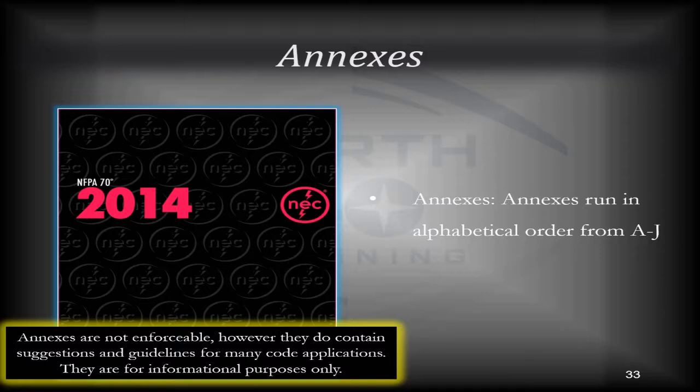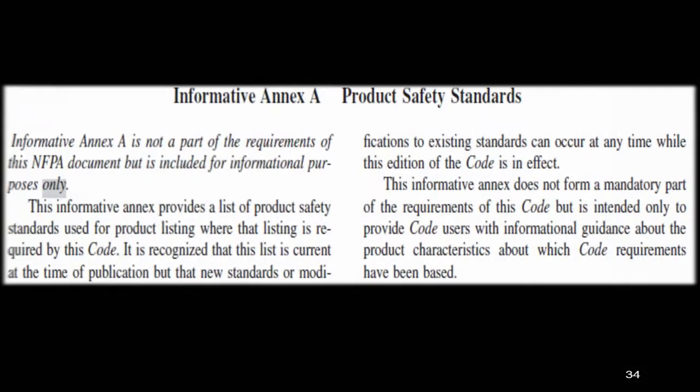The annexes are in alphabetical order from Annex A through Annex J. And we'll look at those here in a minute. Annex A, Product Safety Standards. If you see the very first section here in Annex A, it says Annex A is not a part of the requirements of this NFPA document, but is included for informational purposes only.